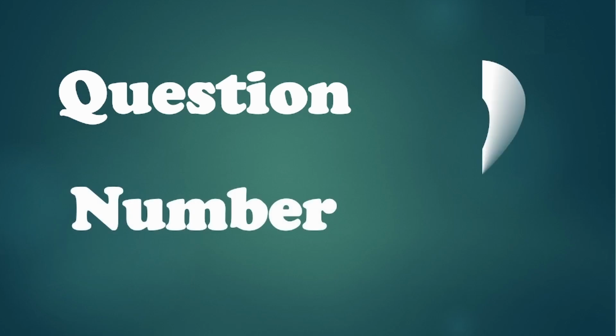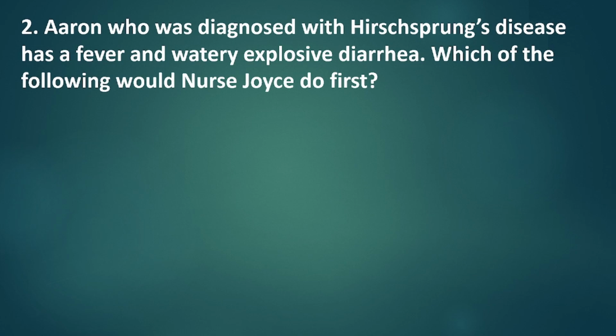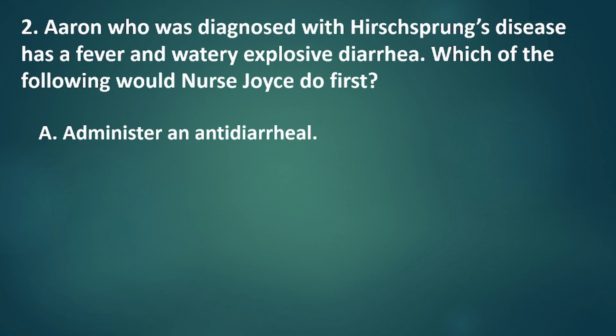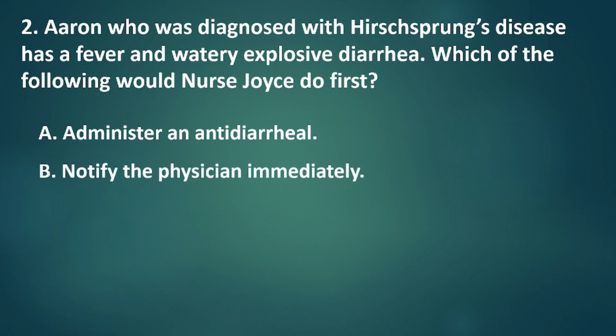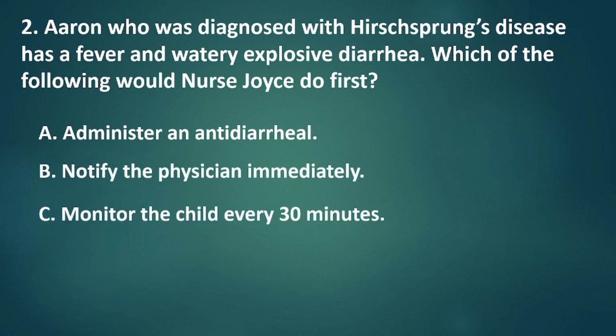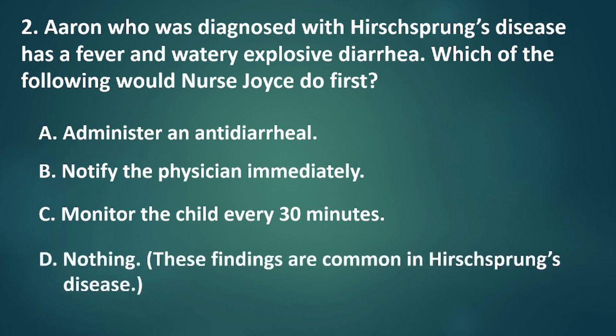Question number 2. Aaron, who was diagnosed with Hirschsprung's disease, has a fever and watery explosive diarrhea. Which of the following would Nurse Joyce do first? A. Administer an antidiarrheal. B. Notify the physician immediately. C. Monitor the child every 30 minutes. D. Nothing, as these findings are common in Hirschsprung's disease.